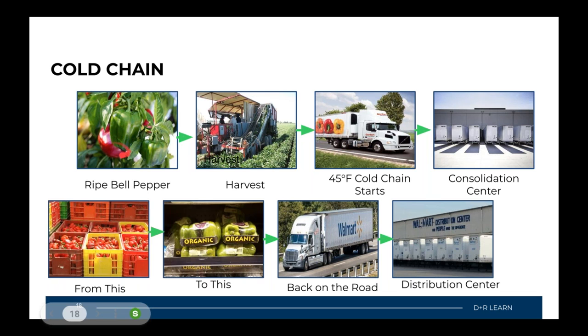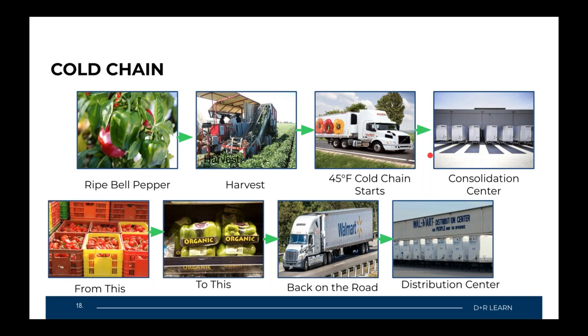So we've got the bell pepper here. We're going to harvest that bell pepper on the farm. So the farmers are harvesting that bell pepper, and your cold chain process starts. That bell pepper is put in crates, and it's loaded onto a semi-trailer here, which takes those crates of bell peppers over to a consolidation center. And this is typically where the transportation cold chain starts. Once it's loaded and put on the truck, it is then taken to the consolidation center where it'll be sorted out and either packaged or boxed in bulk.